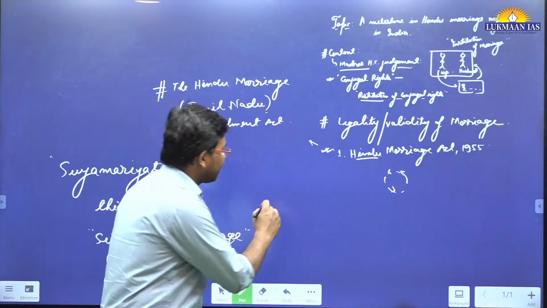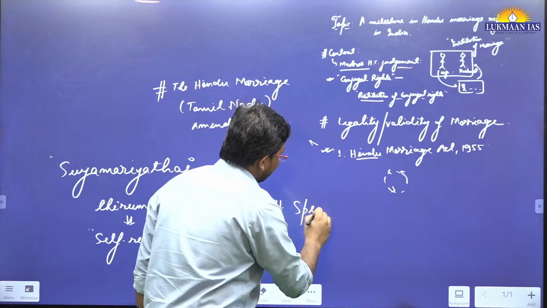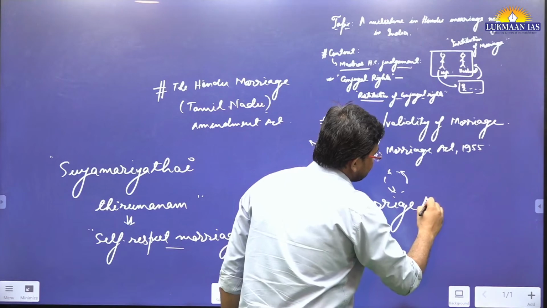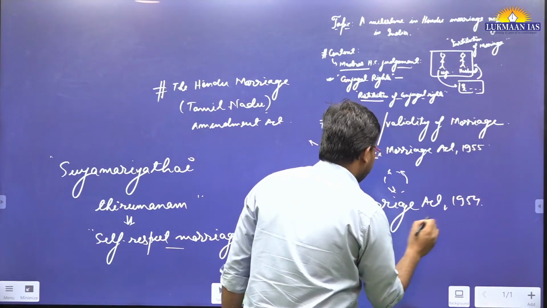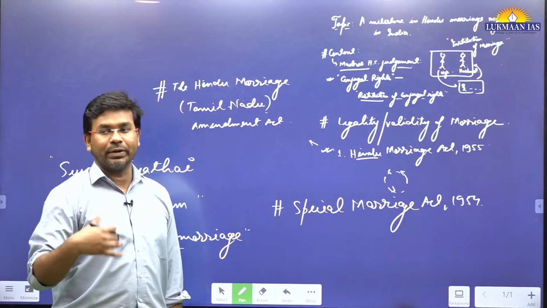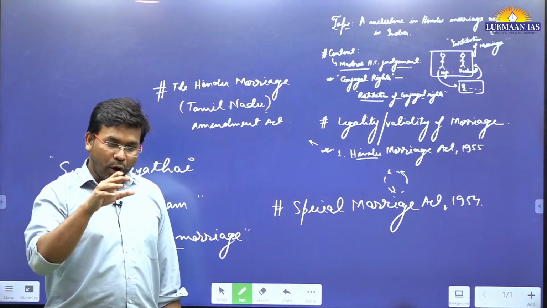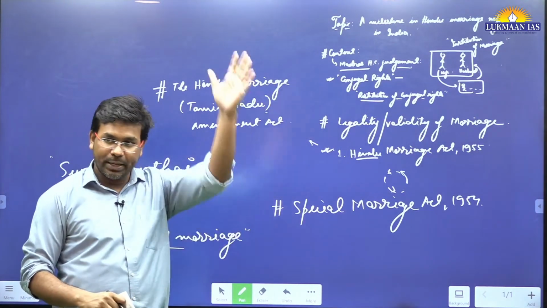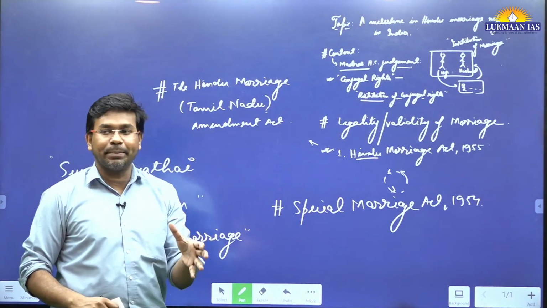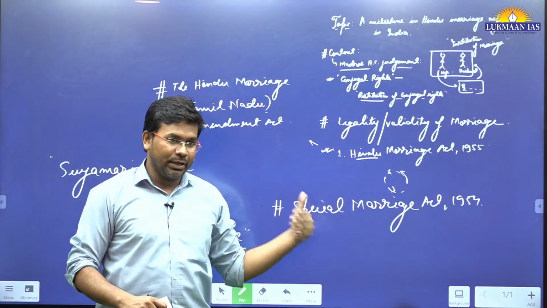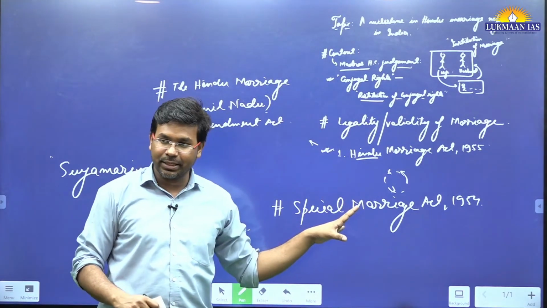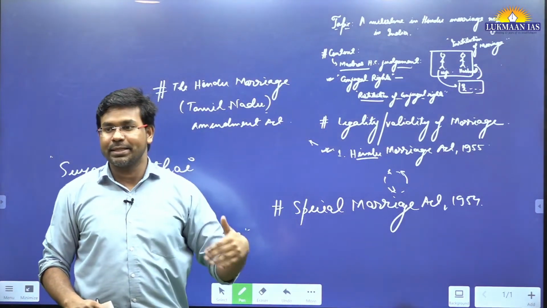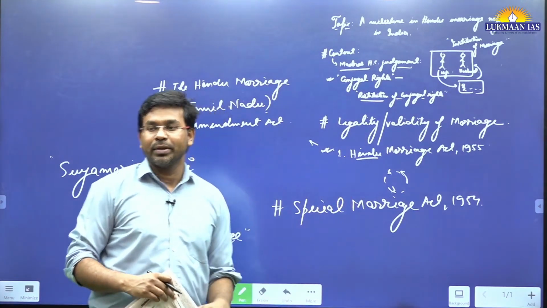There is another act which is known as the Special Marriage Act, 1954. Under this Special Marriage Act, people of different religions can marry one another. People of one nationality can marry people of another nationality. For example, if an Indian boy wants to marry a girl from some other country, they have to get their marriage registered under the Special Marriage Act. Those marriages that are not valid under the Hindu Marriage Act, the Muslim Marriage Act and so on can be registered under the Special Marriage Act.